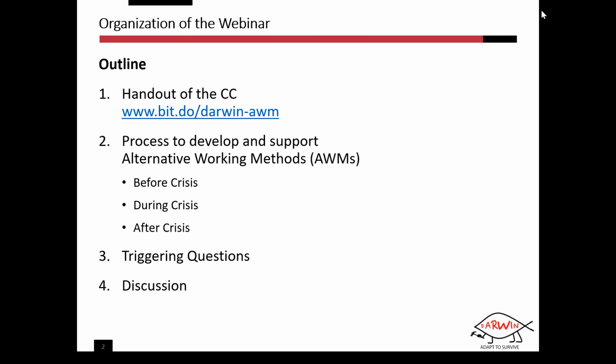Then the second point is that we are going to present the process to develop and support alternative working methods, and we will use the acronym AWM to refer to alternative working methods. We go a bit into the detail of the process before, during, and after a crisis. Then we present a few examples of triggering questions, and then we open the discussion. But the idea is also to answer your questions before the discussion, and maybe ask you some questions, if you are willing to answer, of course.